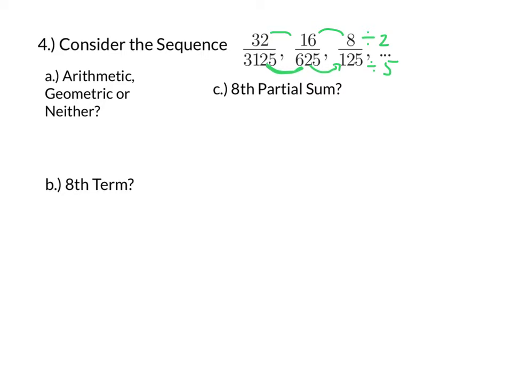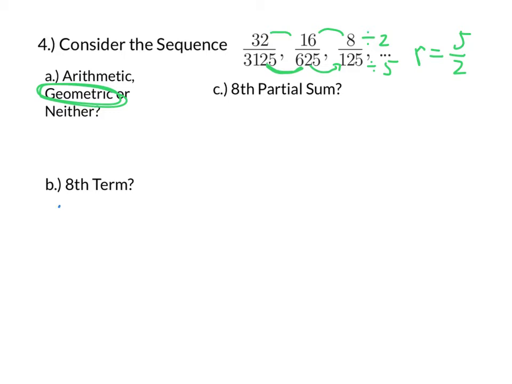So it looks like what we're doing to get from one fraction to the next is to divide by 2/5. That means our common ratio is going to be multiplying by the reciprocal of that, 5/2. But since we are multiplying by a common ratio, that means that this sequence is geometric. Now we can go ahead and determine what the eighth term is.